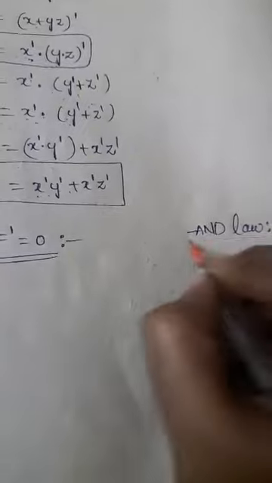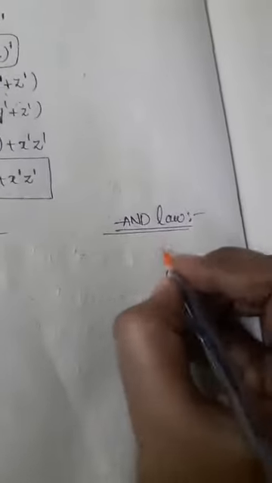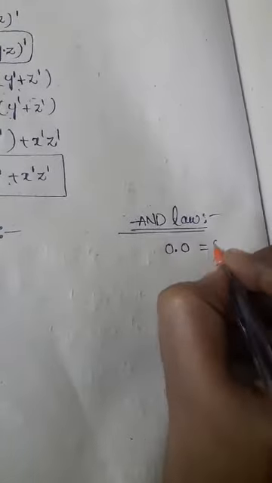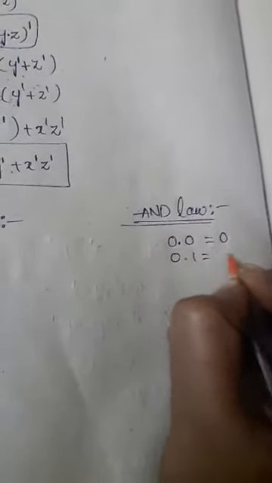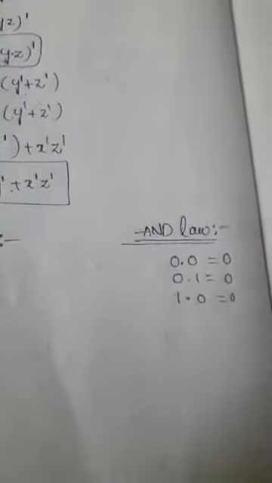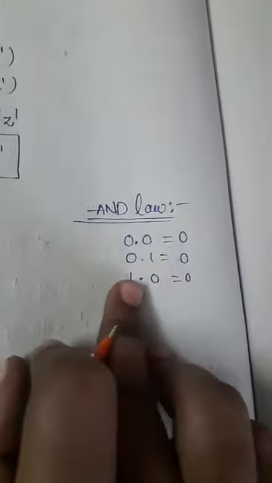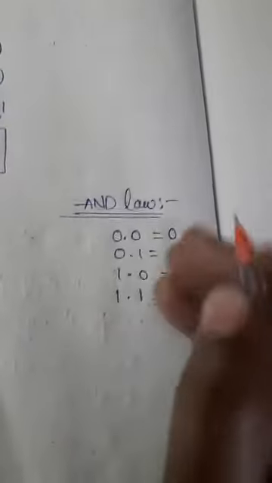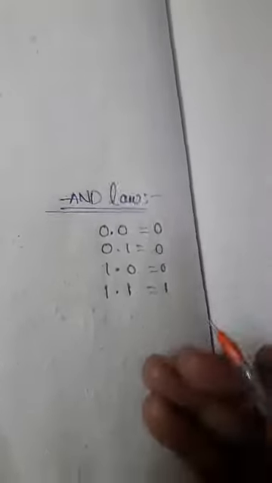in Boolean algebra. Okay, so how do we write the AND law? 0 into 0 is 0, 0 into 1 is 0, 1 into 0 is 0. Depending upon the AND truth table we write the laws, right? Just refer to the notes, you can understand. 1 into 1 is 1. So in the place of 0 and 1 I can write one variable.